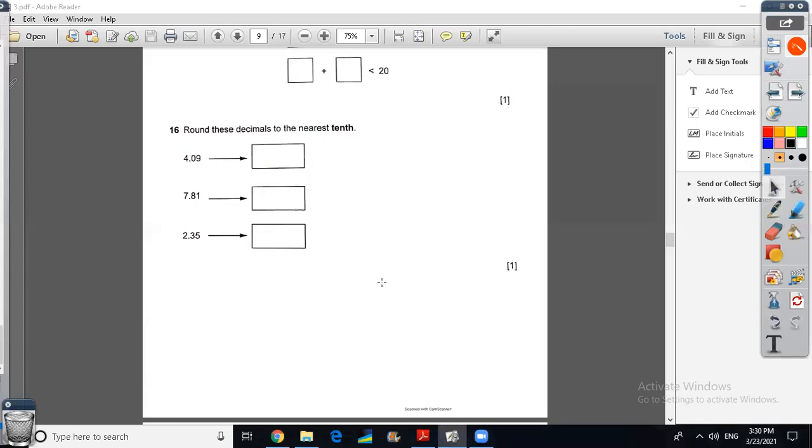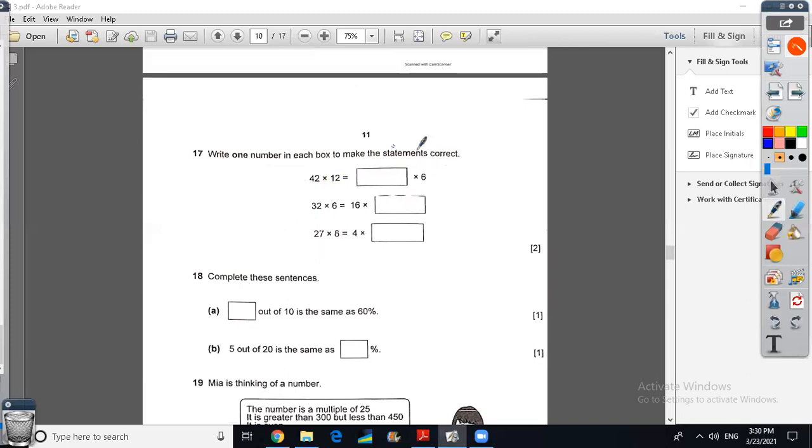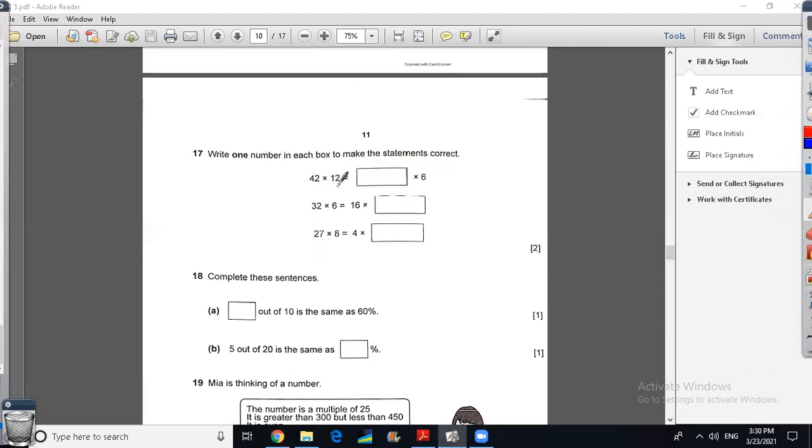Next, if you notice that they're using the doubling and halving technique, the doubling and halving strategy, they got the half of this. So I doubled this, 84. They got the half of this. So I doubled this, 12. They got the half of this. So I doubled this, 54.